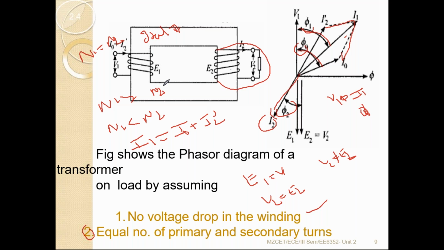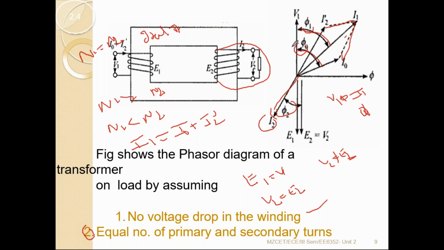Next, second, if there are no drops, no losses in the transformer, then we can call it an ideal transformer. Okay? So in the exam they will ask, define ideal transformer. Okay? Just write, when the number of turns in the primary and secondary are both equal, then it is called an ideal transformer. And if there are no losses and no voltage drop, then we can call it an ideal transformer. Okay? So this is about the ideal transformer.